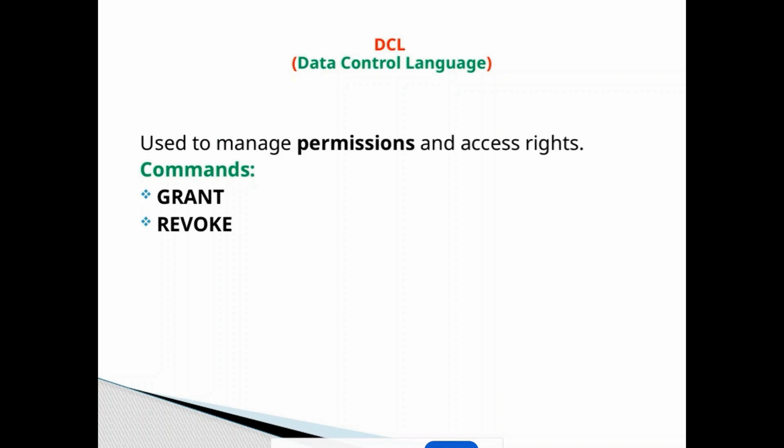The key commands here are grant and revoke. Grant is used when we want to give specific permissions to a user or role, like allowing someone to select or update certain tables. On the other hand, revoke is used to withdraw those permissions when they're no longer needed or if access needs to be restricted. Understanding how to control who can do what in the database is fundamental to effective database management. It ties back to our overall theme of ensuring data security and proper access controls in any database system.